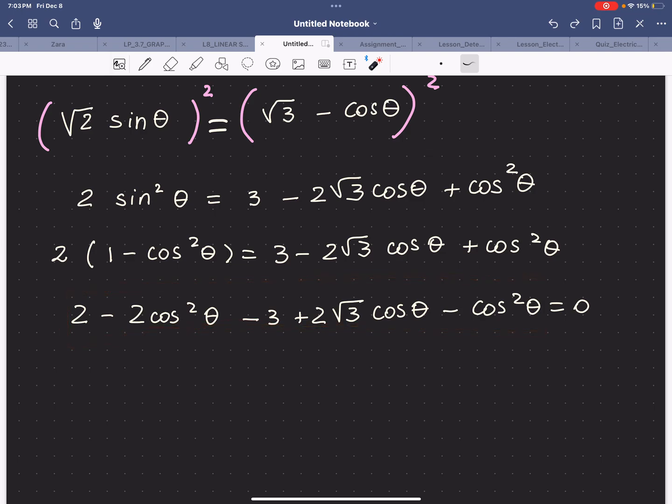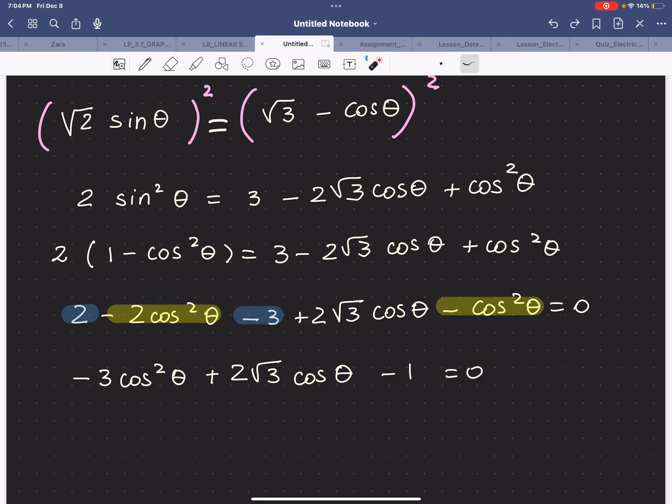Now, let's combine the like terms. So let's see what is alike and what is not. We have cosine squared terms. We have negative 2 cosine squared and negative 1 cosine squared, and together they will make a negative 3 cosine squared theta. Now we also have these two little constants that can combine together. But before we write the constants, we're going to write the first degree term, which is 2 root 3 cosine theta. And lastly, we have 2 minus 3, which is minus 1, equals 0.